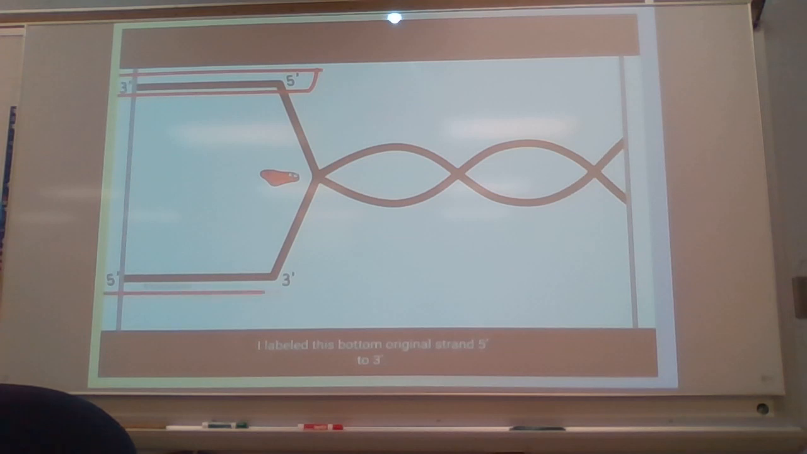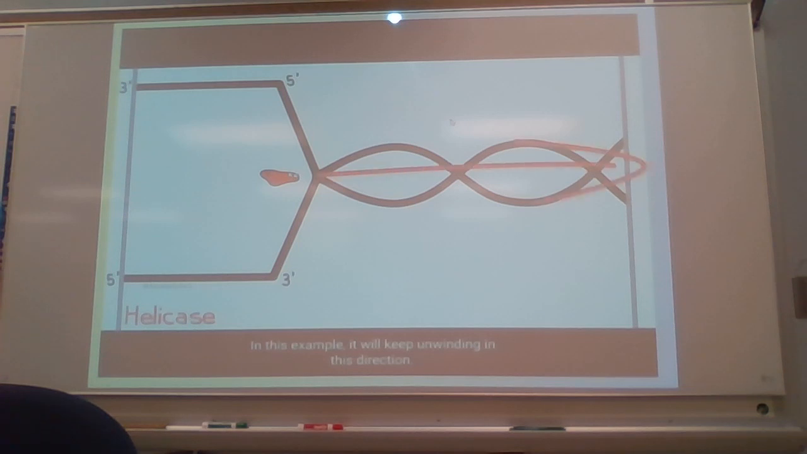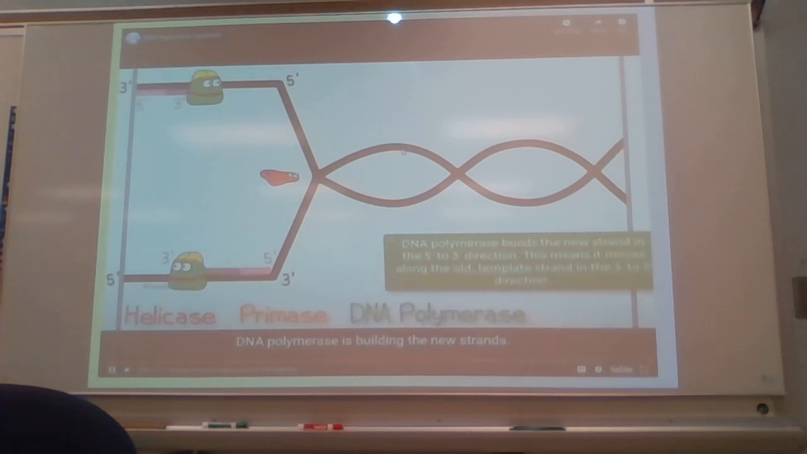I labeled this bottom original strand 5' to 3'. That's the original DNA that is going to be replicated. DNA is unwinding here thanks to helicase. In this example, it will keep unwinding in this direction. Primase places primers. DNA polymerase is building the new strands.